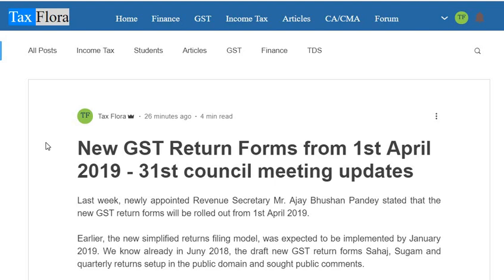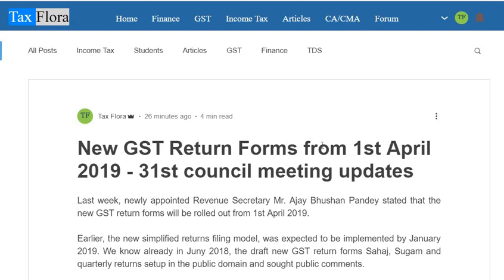New return formats. Already we have GST 3B and GSTR-1 for filing regular GST returns. Now why have they brought new return forms? Because there is so much complexity, there is no two-year reconciliation, and there is no input reconciliation, so there are a lot of difficulties. The regular suppliers and the regular inward suppliers, everyone is facing problems. So that's the reason why the government has introduced GST new return formats. From when it is applicable, we'll see one by one in detail.